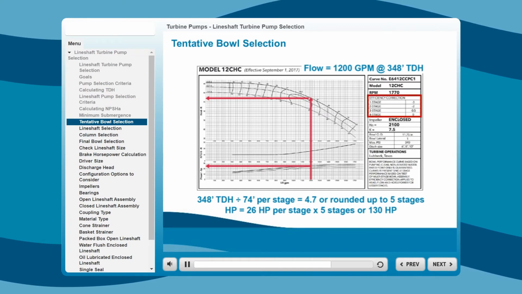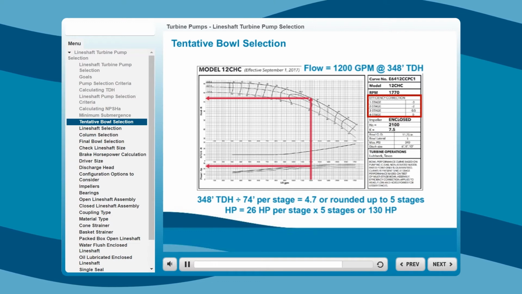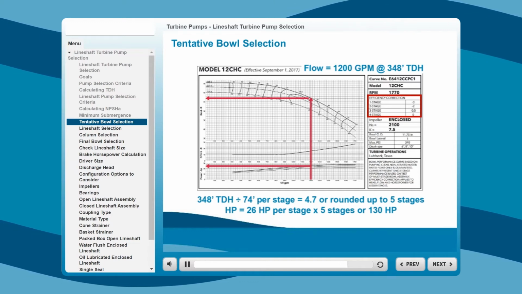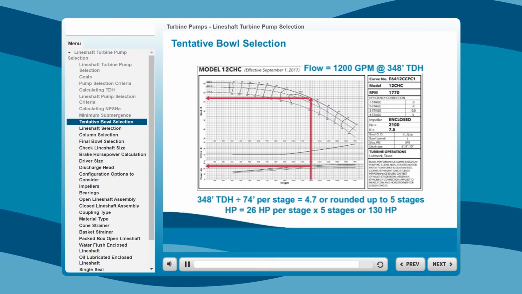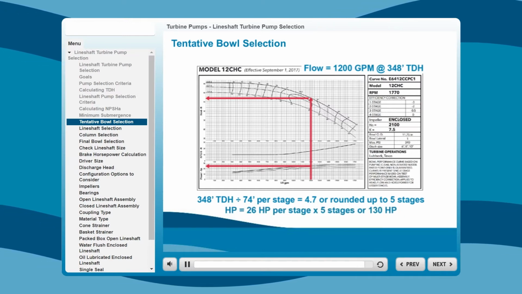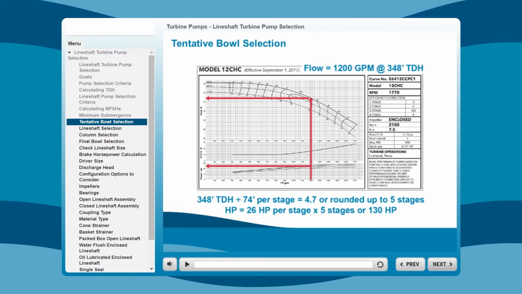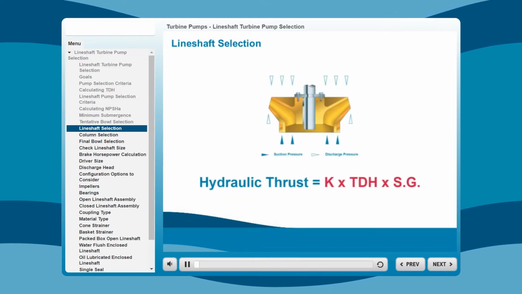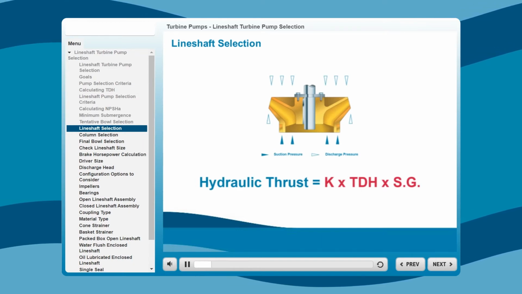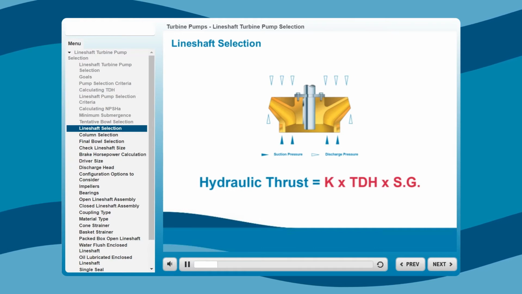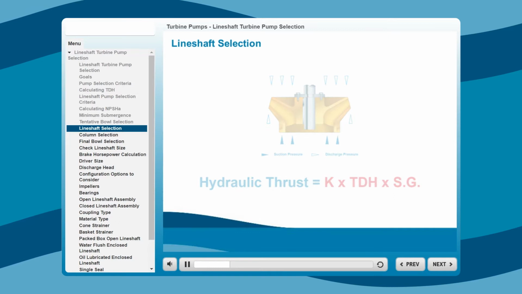Note that, for up to 4 or 5 stages, the efficiency may have to be reduced according to the chart on the right-hand side of the curve. Calculate the laboratory horsepower from the manufacturer's published curve. Lastly, calculate the approximate thrust. First, we obtain hydraulic thrust by multiplying the thrust factor, or K factor from the curve, by the total dynamic head of the pump, and multiplying the result by the specific gravity of the liquid being pumped.